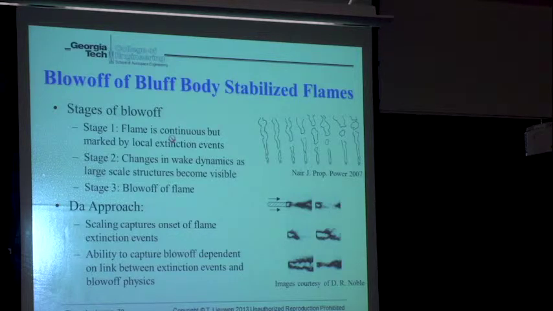In stage 1, if you squint or if you have a low-speed camera, you wouldn't even see it. It would look the same as when it's healthy. In stage 2, you'd say, yeah, maybe it starts to get noisy because of all the extinction and reignition, or it just starts to look really, really different. So what's happening there is that extinction is causing large-scale changes in the whole wake and recirculation flow dynamics.